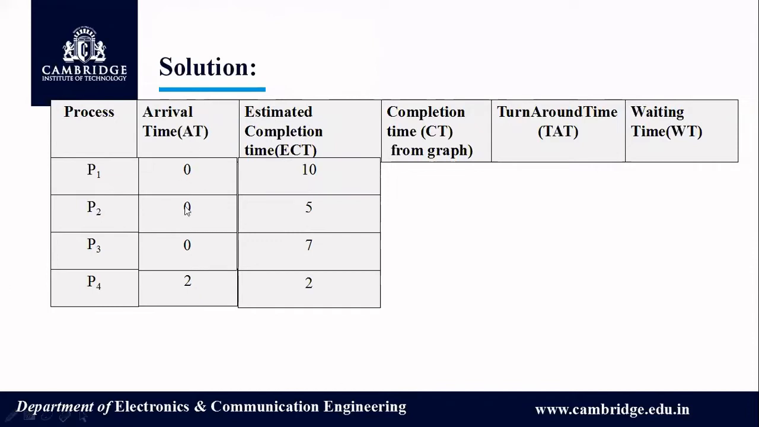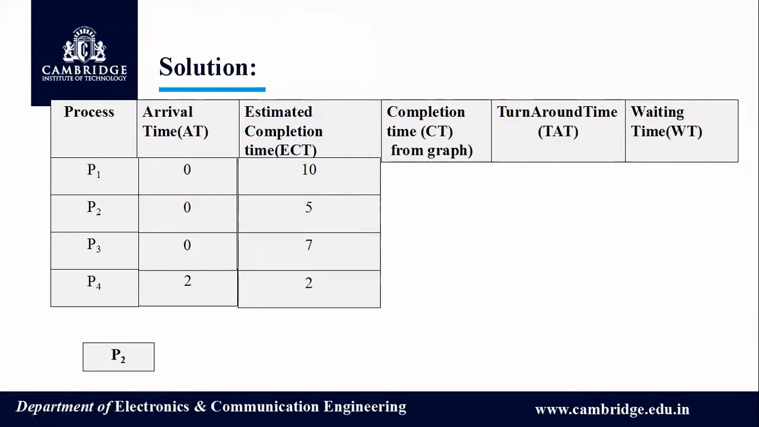So first look at the arrival time. At 0 milliseconds, you have P1, P2, P3 entering. Out of these three, whichever has the least value, that process would be chosen and given to the running queue. Out of these three, the least value is 5. So the P2 process is chosen and given for execution.